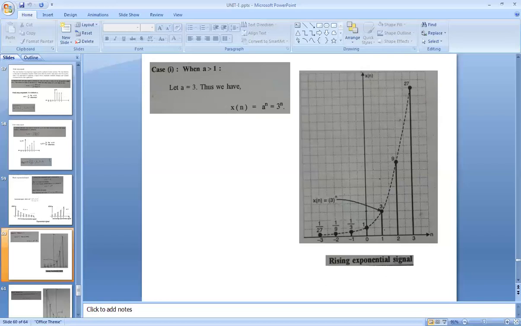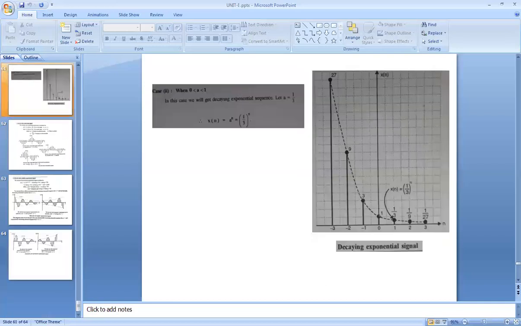While listening, you can write all these points whatever I am reading. Whatever I am telling you, you can write it in your notebook, then only you can understand, otherwise you cannot understand. Now the next point, we consider the second case.